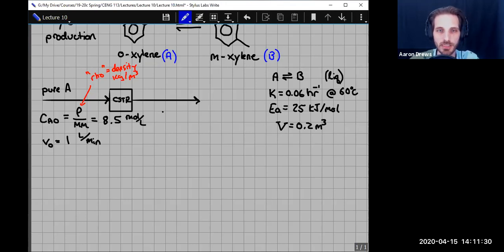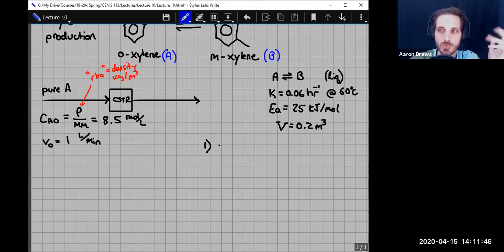So we've got a reactor volume of 0.2 cubic meters. And we've got a couple of parts to this question. As you may have noticed in the homework, it's like that engineering meme: there's only like 4 or 5 questions, and then each one has like 6 subparts to it.